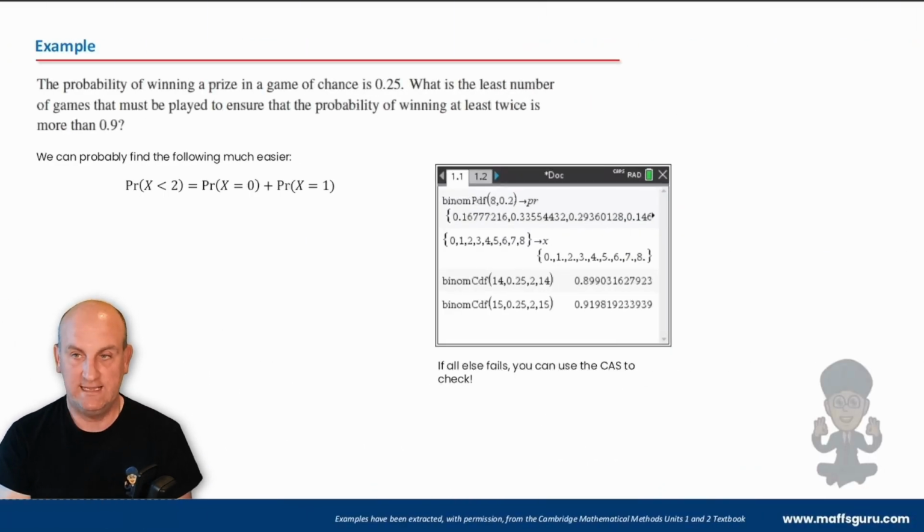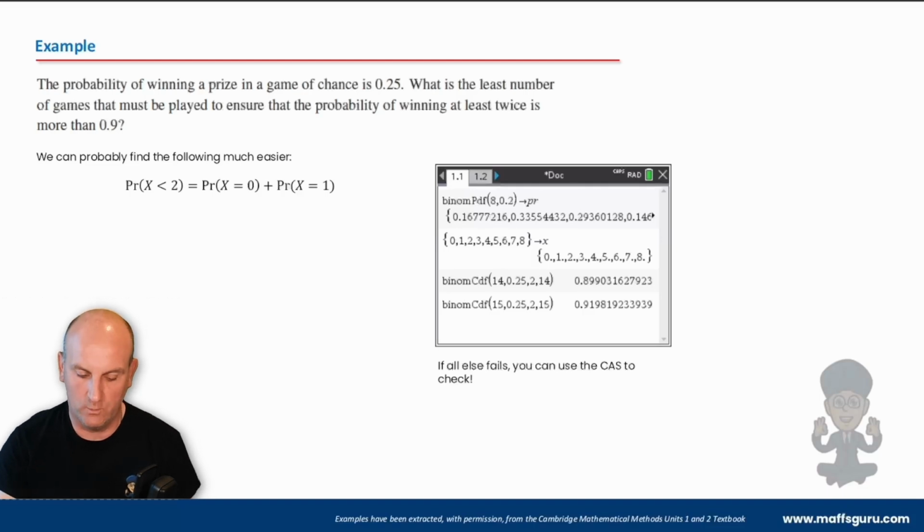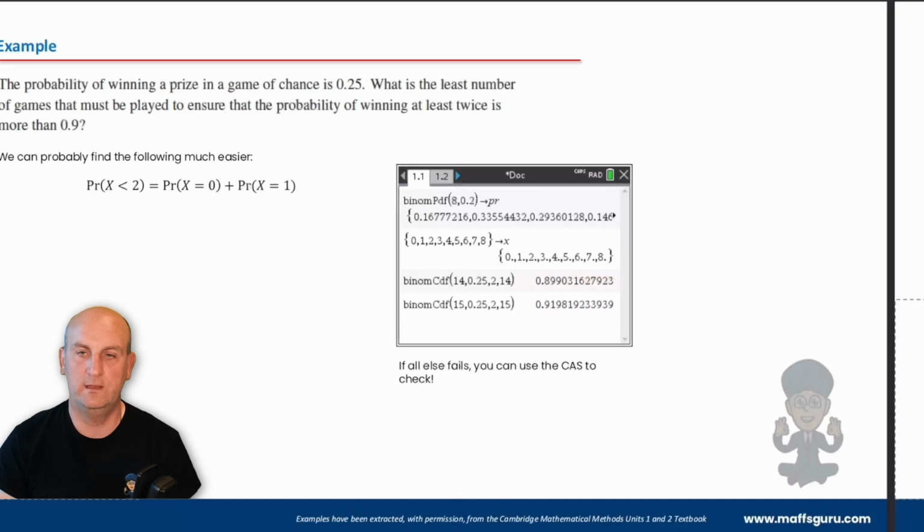What I do on this screen is I actually just check, because if I'm not sure about whether it is going to be 14 or 15, what I did then was went back and put the values into my calculator. I said, well, okay, if I do a binomial CDF of n equals 14, 0.25, and 2 all the way up to 14, I actually get a cumulative probability of 0.899. Well, that's actually not greater than the 0.90. So again, I tested it with 15, and out came my cumulative probability of 0.9191.